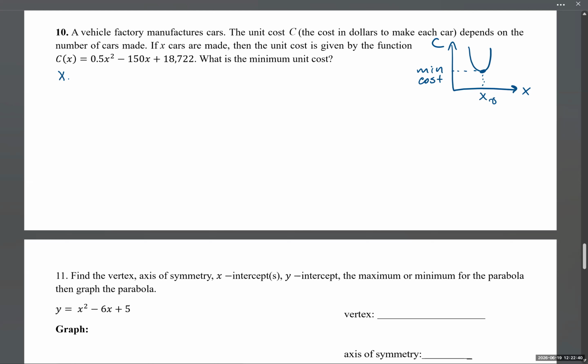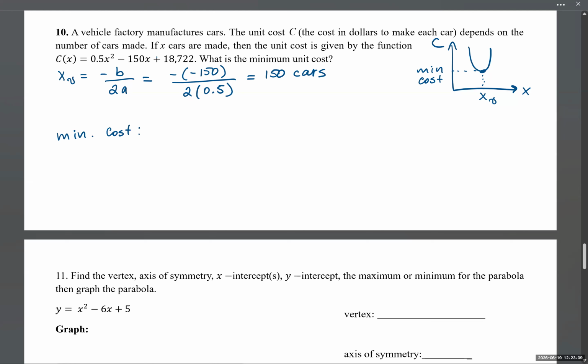So we have to find the X coordinate of the vertex first, minus B over 2A. That's minus a negative 150 over 2 times 0.5. So that's just positive 150, and it's cars. Do not box it in. That is not an answer to this problem. This is just an intermediate result that we need to calculate the actual minimum cost.